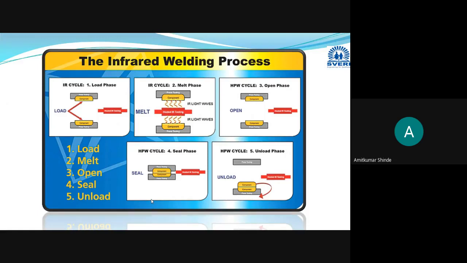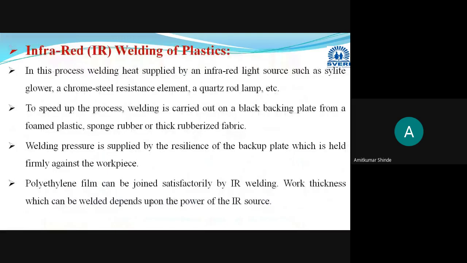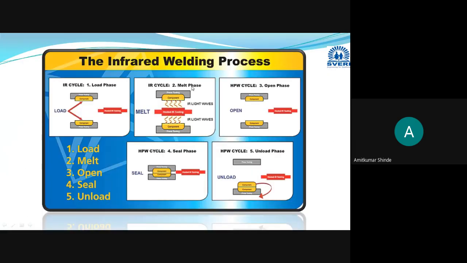First we will discuss this infrared welding process. In this infrared welding process, the heating is done with the help of an infrared light source. Different infrared light sources are used, like quartz rod lamp, then silite glower, then chrome steel resistance element. Different sources may be used to obtain this infrared light. Here you can say this is the infrared light source.